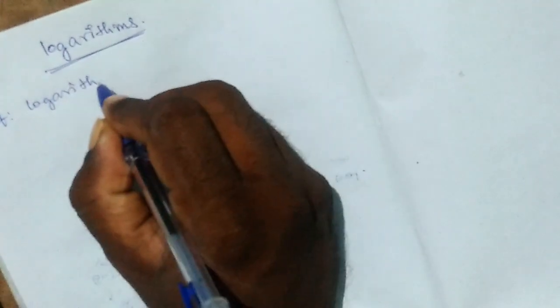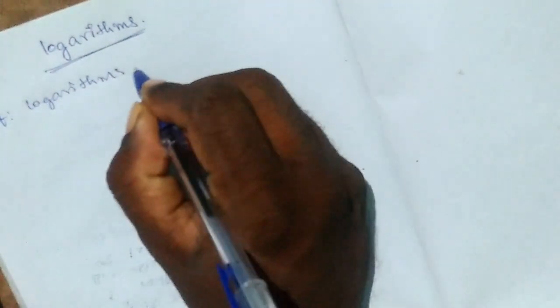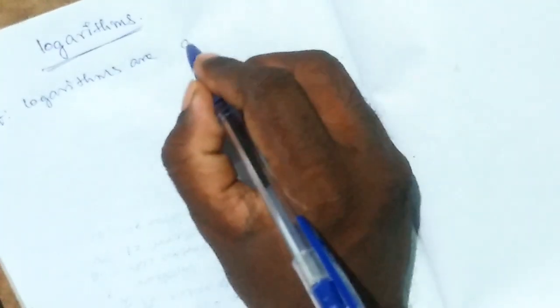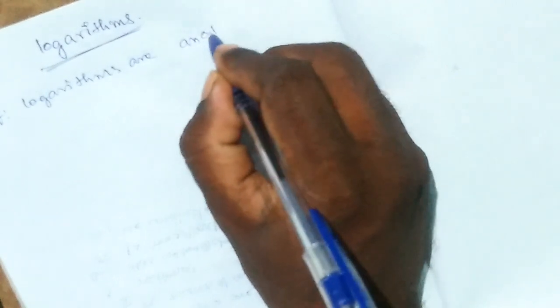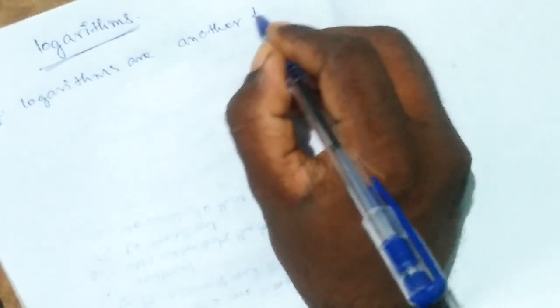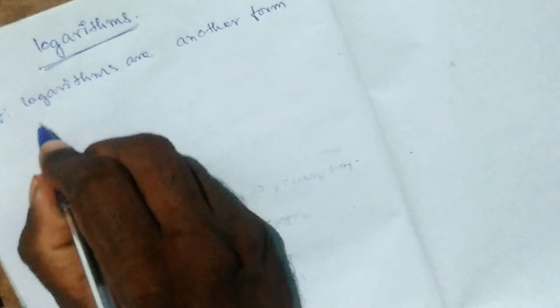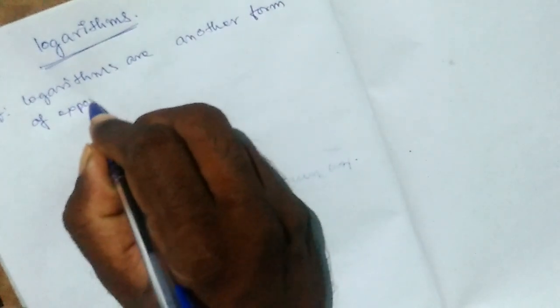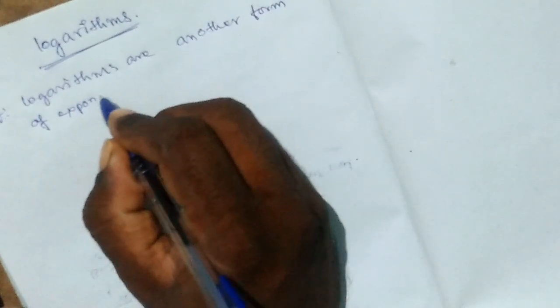Definition: logarithms are another form of exponential form, exponents.